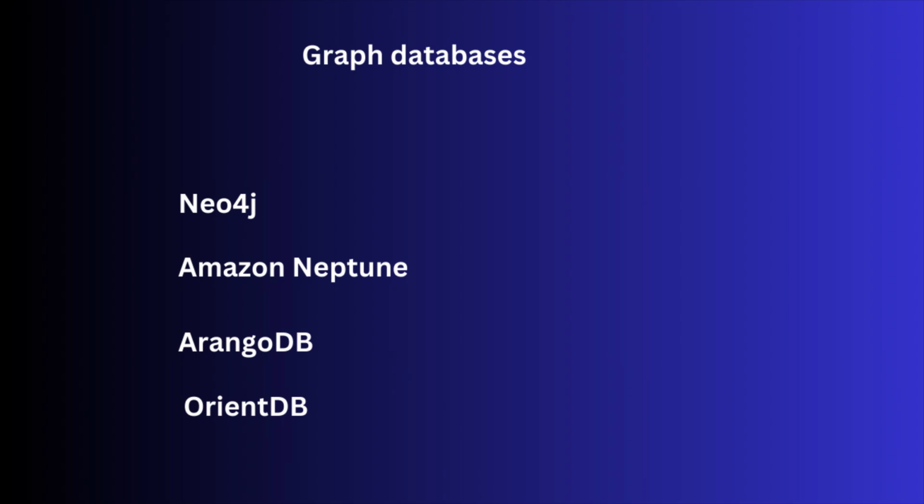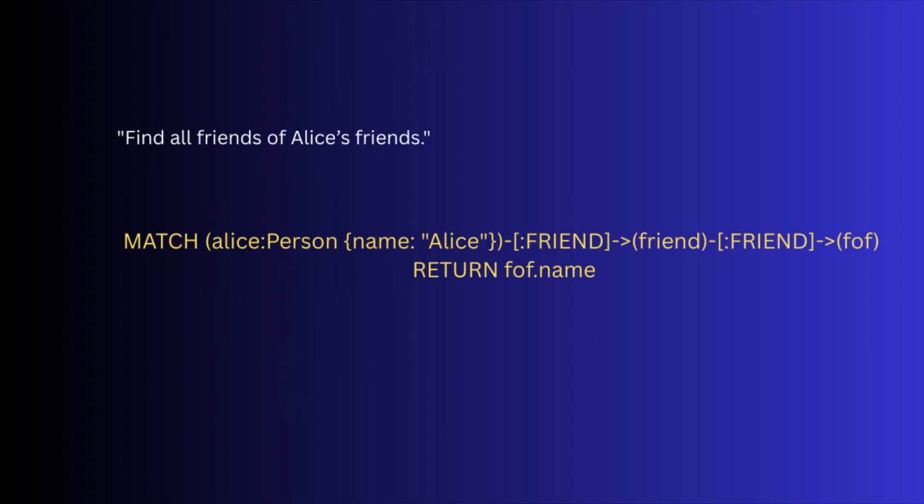A graph database like Neo4j uses the Cypher query language. It uses this language to traverse through the nodes to return the result. For example, if you write a query like find all friends of Alice's friends, in Neo4j's language, which is Cypher language, it looks like this.